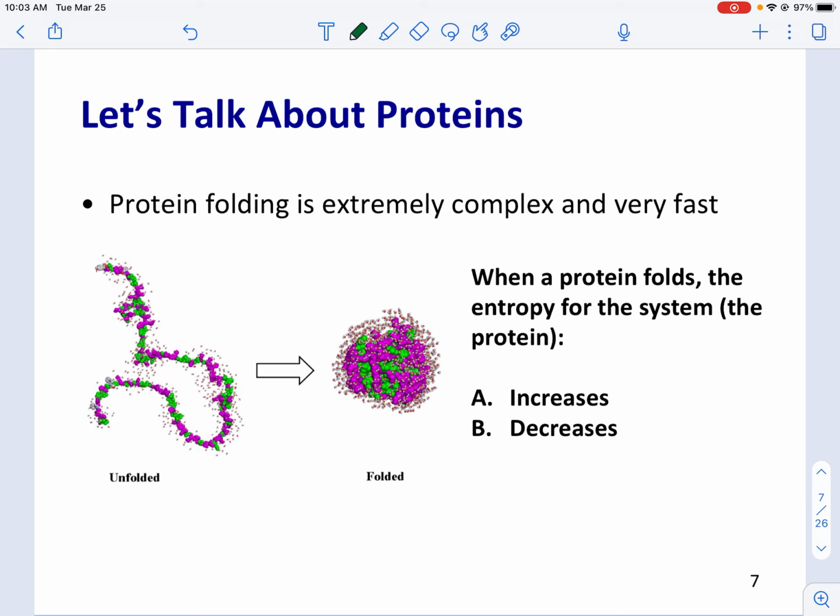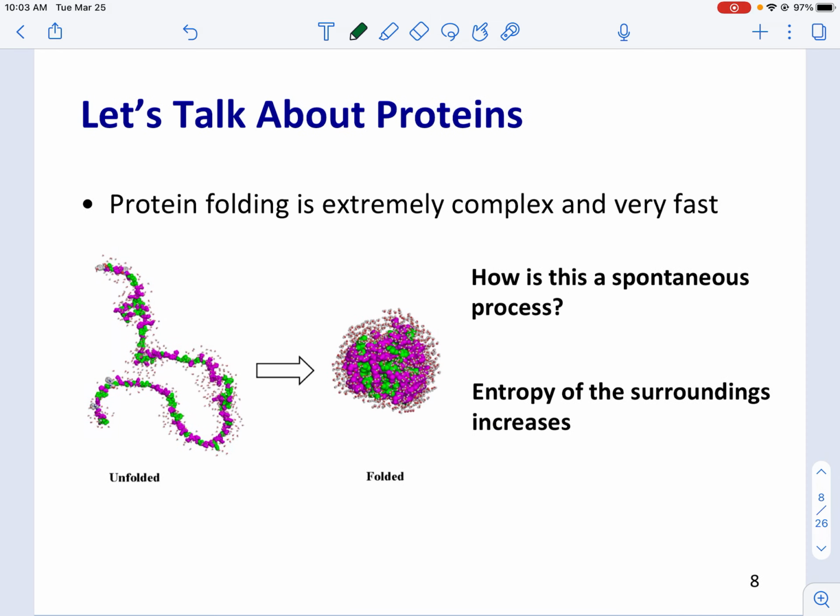So you go from a very disordered, long, floppy chain, basically like a long string that can flop around, with a lot of degrees of freedom and a lot of ways you can move and arrange it. But then you go to one very specific structure with greatly reduced flexibility. So this would definitely be a decrease in entropy. When you fold a protein, which all proteins do to get to their actual state, you have a decrease in entropy.